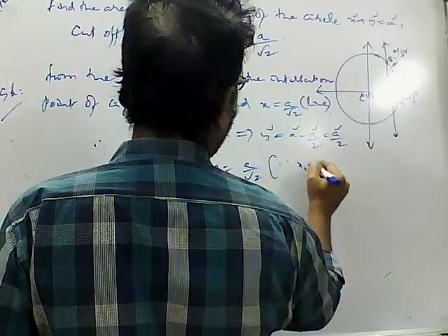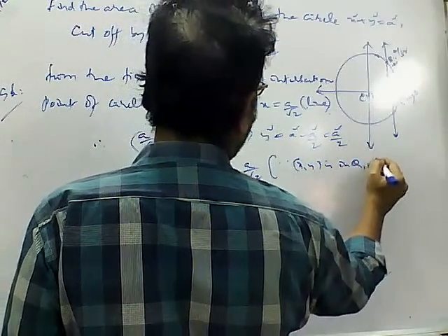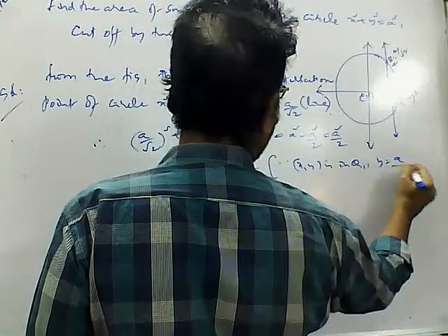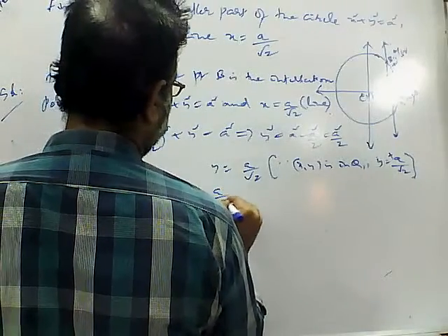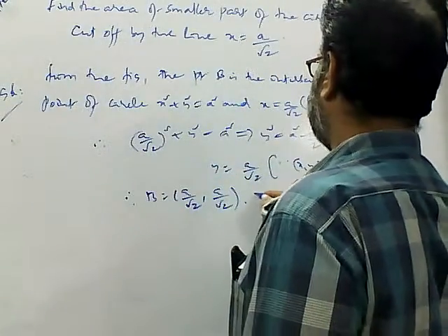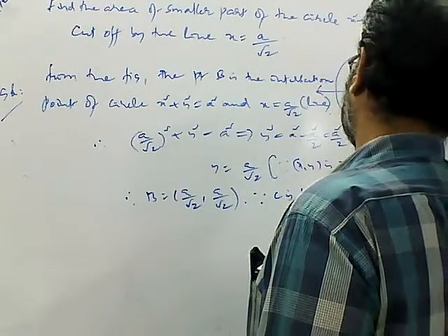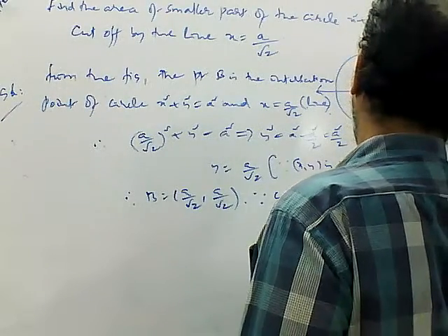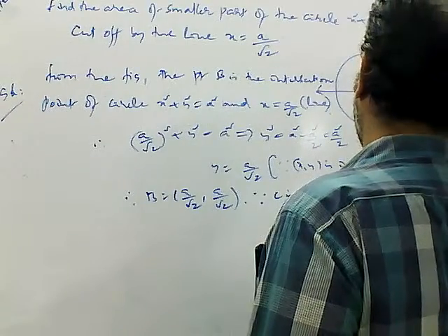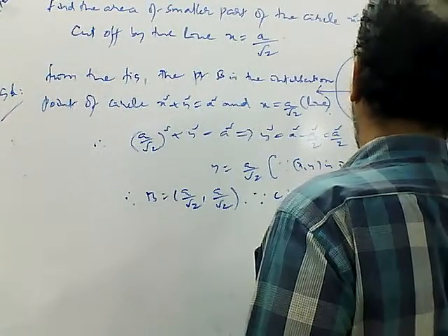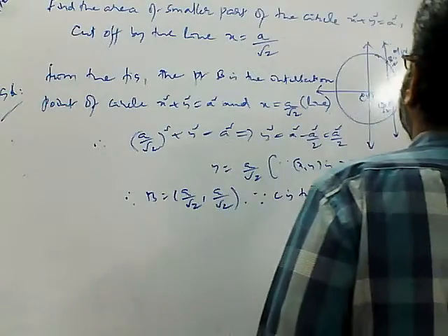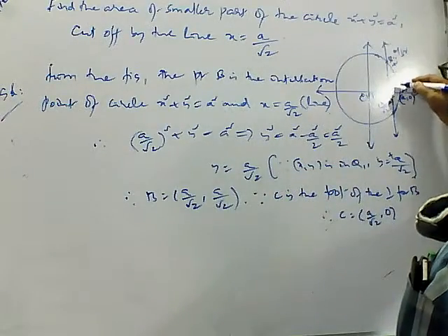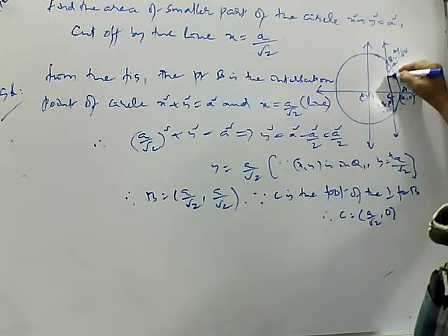Since (x, y) is in Q1, y is equal to plus a by root 2. Therefore, B is equal to (a by root 2, a by root 2). What about C? Since C is the foot of the perpendicular from B, therefore C is equal to (a by root 2, 0). So this point (a by root 2, 0) will come. Now this is the small part of the area.